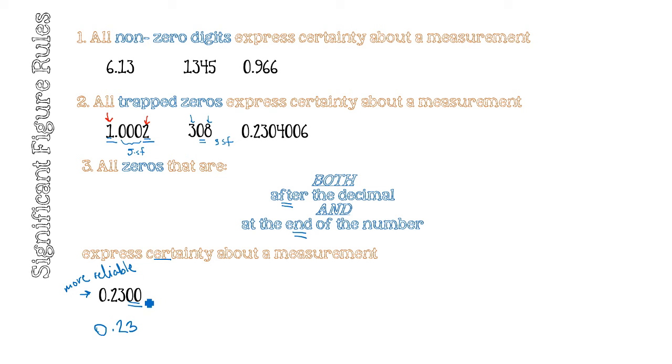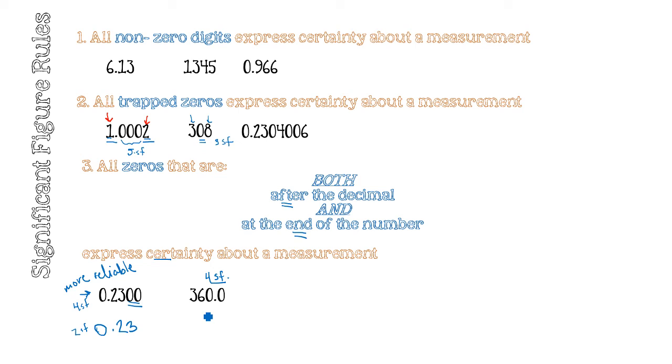So because they're at the end of the number, right, check, and because they are after the decimal, check, then this rule 3 applies. These guys are adding significance to the answer. This is more reliable than that. This has 4 sig figs, and this only has 2 sig figs. So that's how we can use these extra significant zeros to add certainty or reliability to our value. Same with whole numbers. If we have a 0 that's after the decimal at the end of the number, this would be 4 sig figs. So I'm really certain about that value.